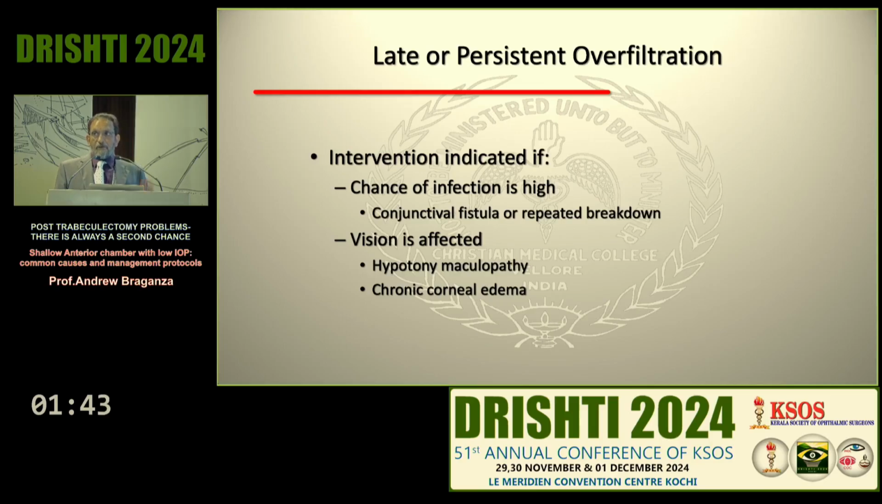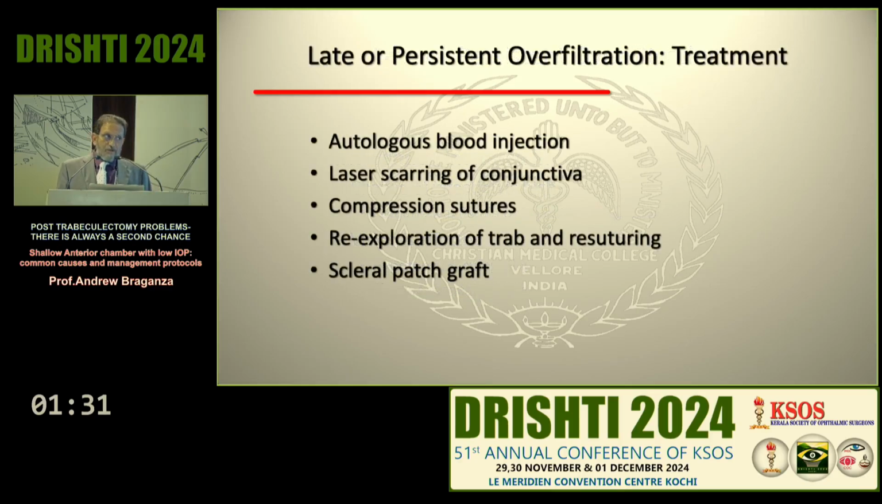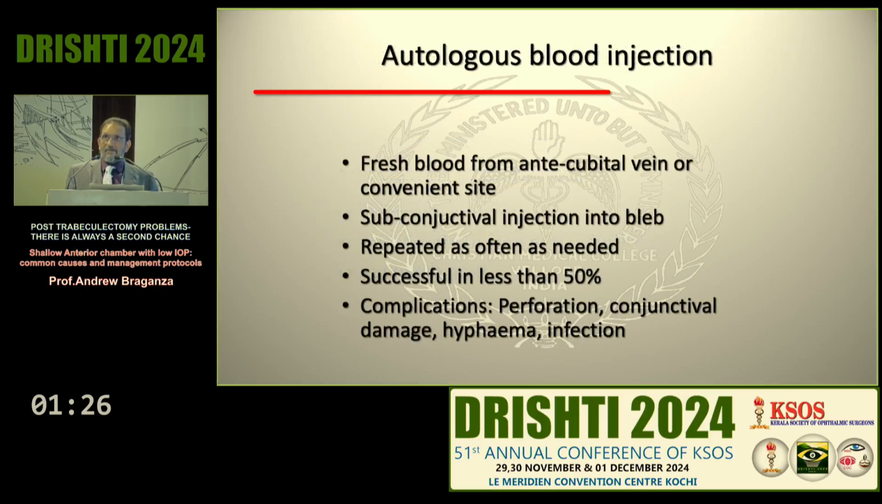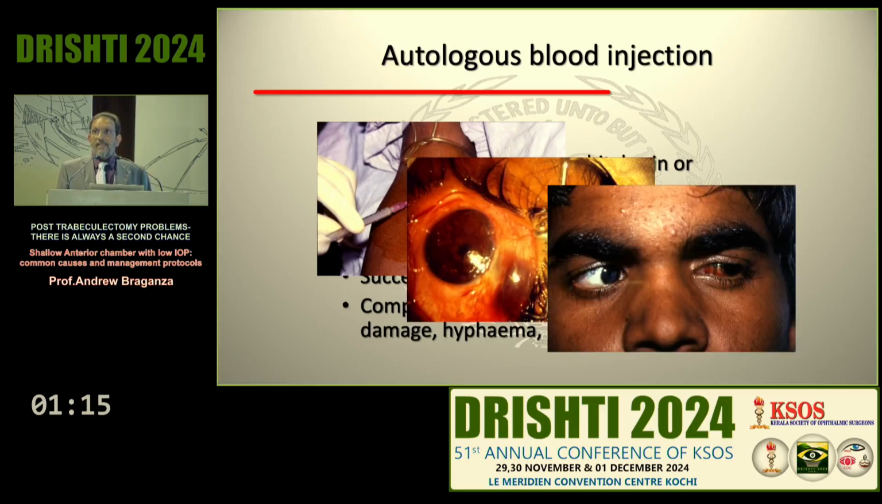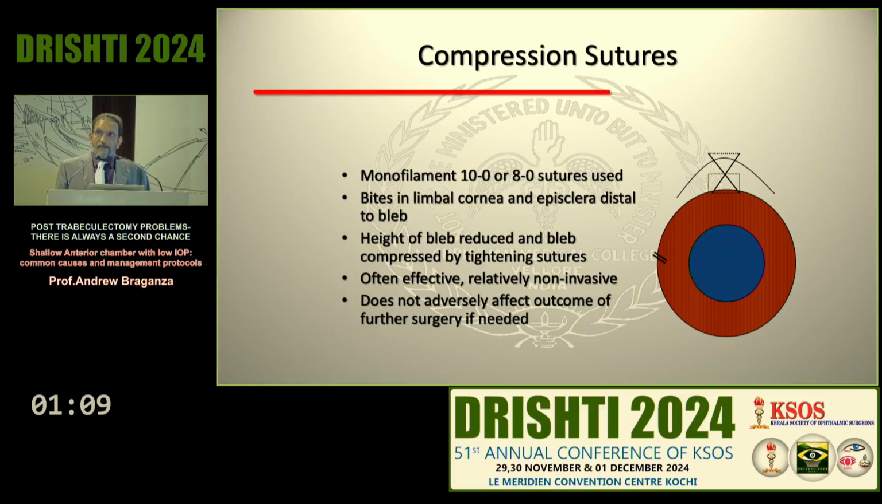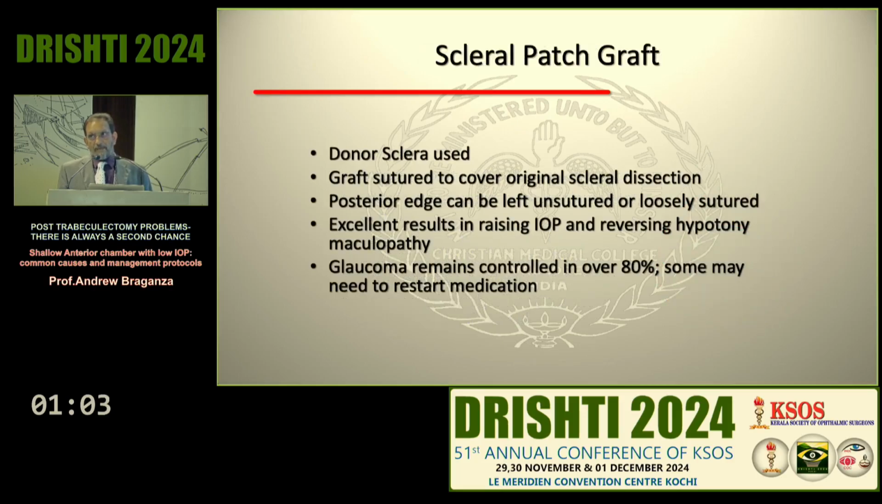The indication for intervention and a scleral patch graft is if you have a high chance of infection, or if you have hypotony maculopathy or chronic corneal edema, anything affecting visual acuity. You can try autologous blood injection, you can try laser scarring of the bleb, and several things. Autologous blood injection is successful about 50% of the time, but it's such an easy procedure, and here you can see I've shown a few slides, that it's worthwhile trying. It's almost non-interventional. Compression sutures can be tried, and they are very effective, but my personal favorite is to do a scleral patch graft.